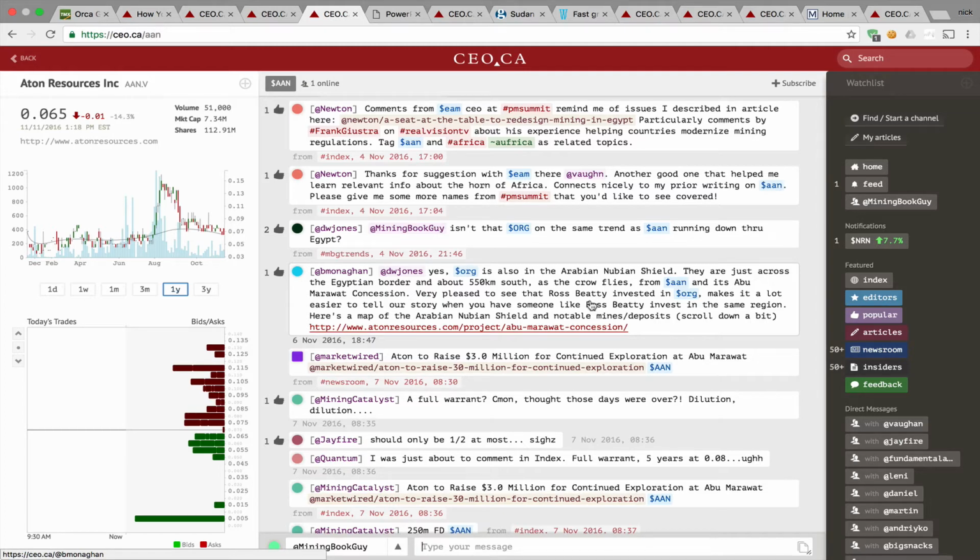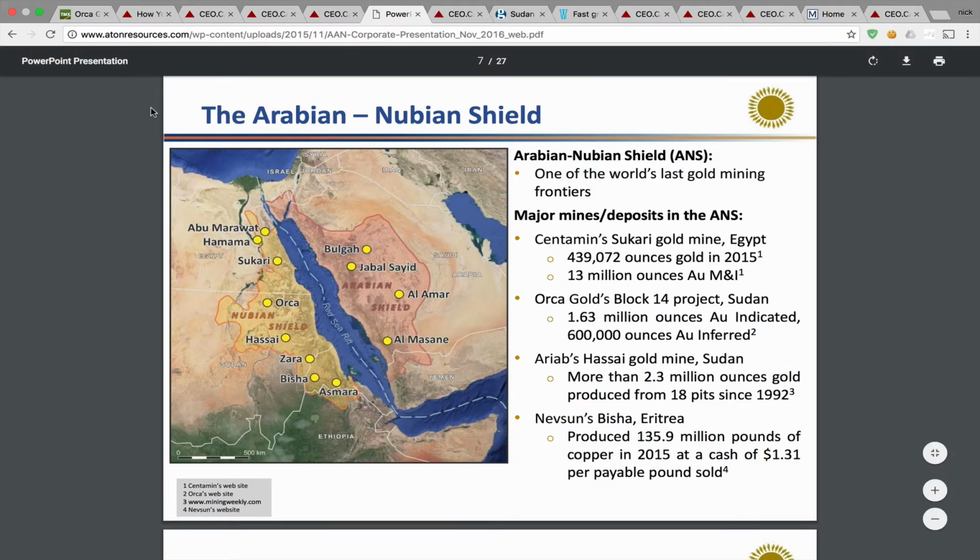And another quick disclosure, I own a few shares in Aton Resources. I actually really do like it, but there are some things I'm a little unsure about, it's just not at the same level for me as Orca. But I'm going to take a closer look here at the Arabian-Nubian shield.